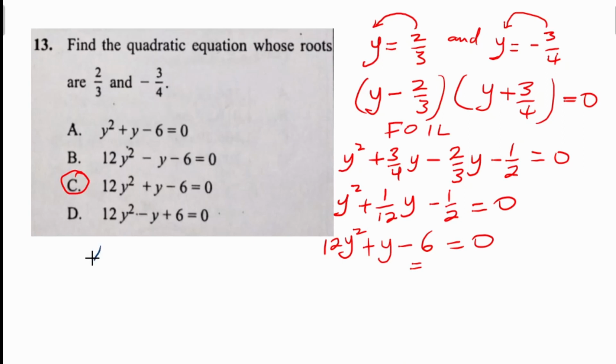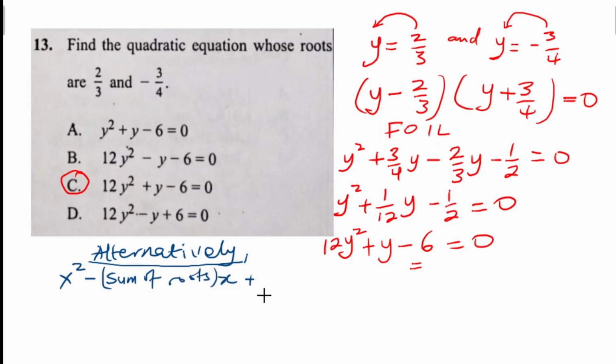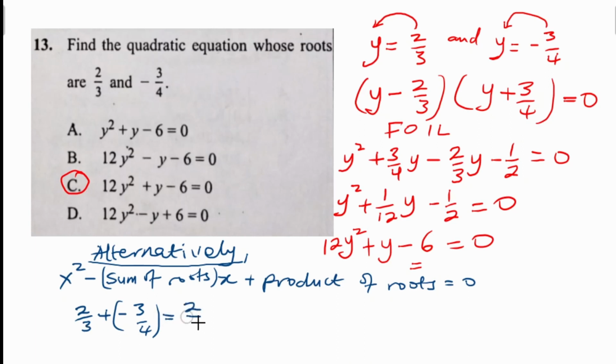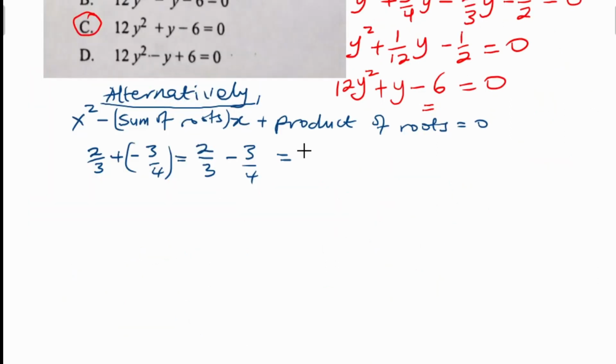Then the second way of doing it will be to use the expression x squared minus sum of roots x plus product of roots equals 0. So here the sum of roots will be 2 over 3 plus negative 3 over 4, which is the same as 2 over 3 minus 3 over 4, which is equal to negative 1 over 12.